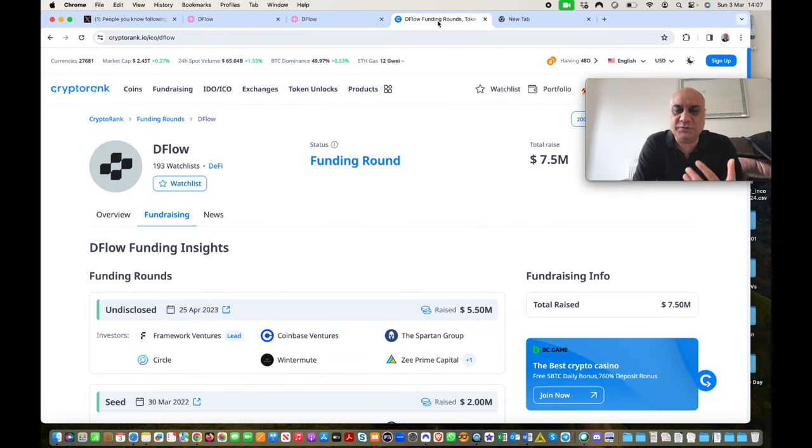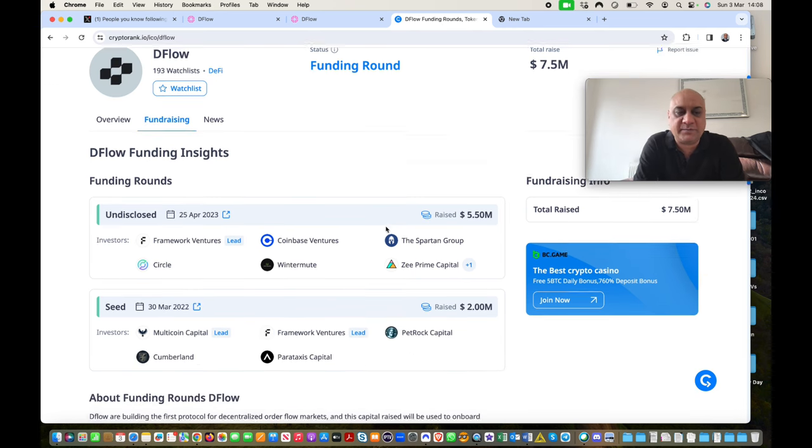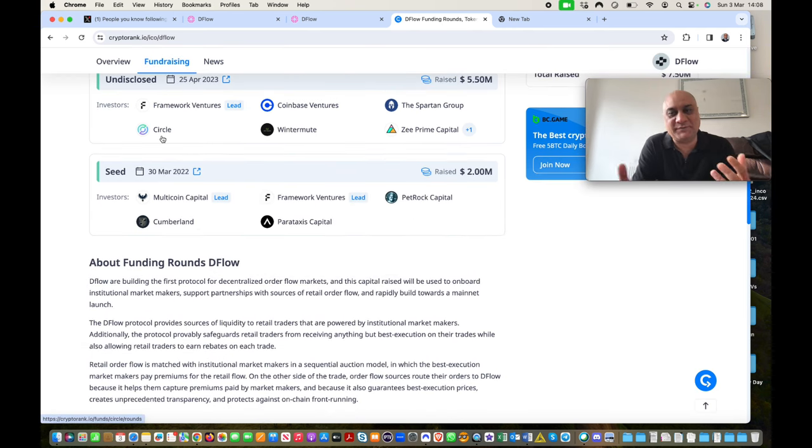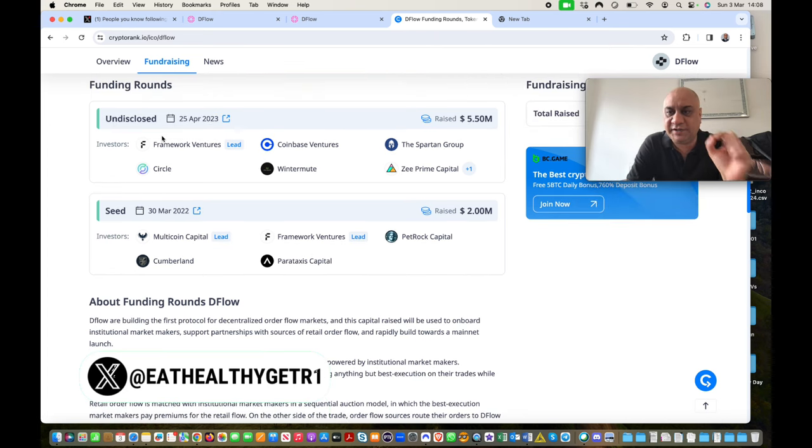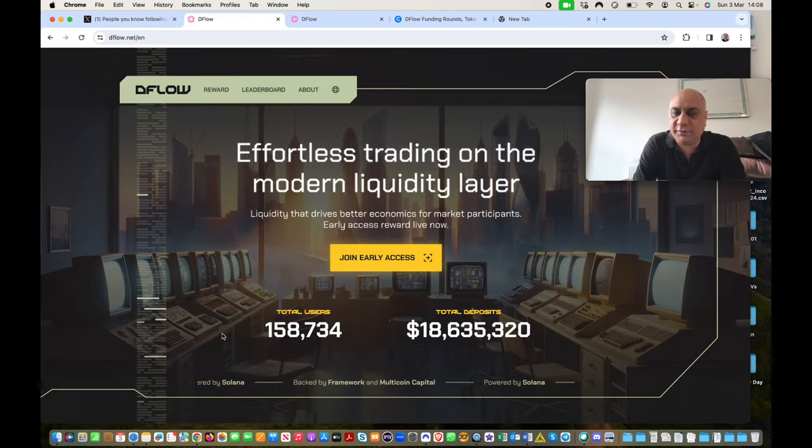So I went on to find out who's behind in terms of funding. So I see they have raised 7.5 million. Who's behind? Coinbase, Circle. If you don't know what Coinbase Ventures is, if you don't know what Circle is, you shouldn't be in crypto. So go first, learn about them, and then come back here. So rock solid VCs behind this project. Very, very few amount of users.